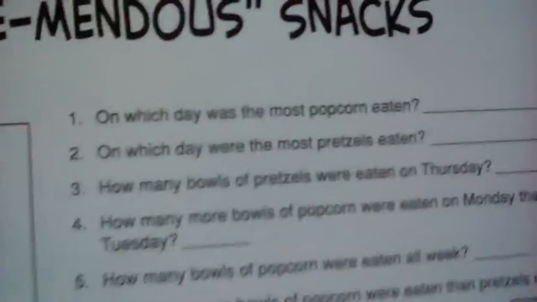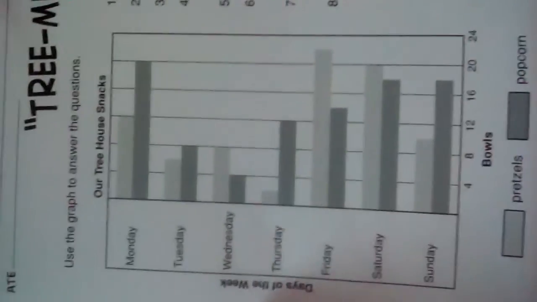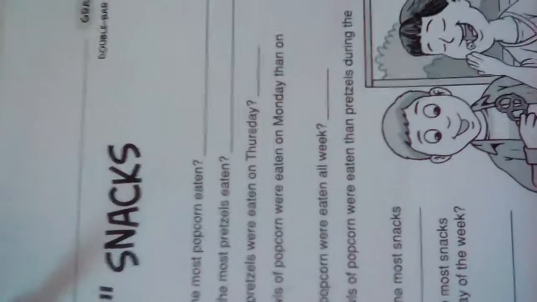We're going to use this double bar graph to answer the questions over here. It should be fairly easy. Number 1: on which day was the most popcorn eaten? Remember, popcorn is the darker one. Which one shows more popcorn eaten? It looks to me like it's Monday. If I follow this line down, there's no dark line that beats that. So for number 1, I would write Monday.